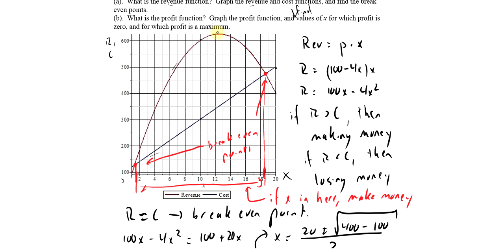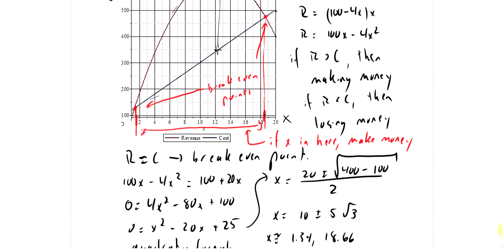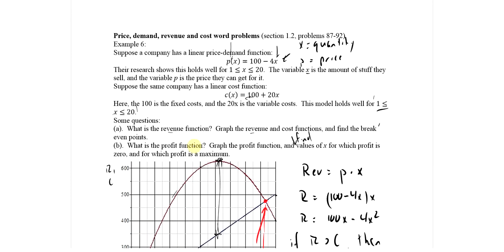This looks like it'd be the maximum revenue. But what I'm actually interested in maximizing is revenue minus cost, right? This distance. I want to make that as big as I can. I want my revenues as big as possible above the cost. So instead of graphing revenue and cost, what I'm going to graph is profit, which is revenue minus cost. It's the distance from here down to there. And we want to know the same sorts of questions. What's the profit function? Can we graph it? Find values of x for which the profit is 0 and for which the profit is a maximum.